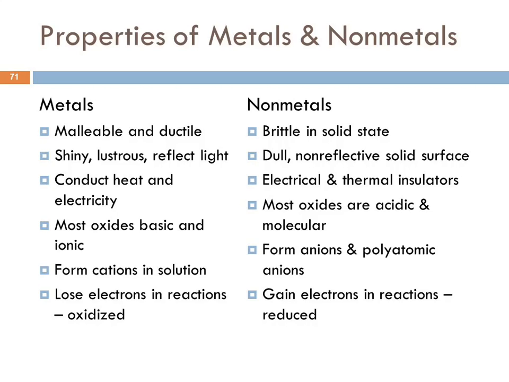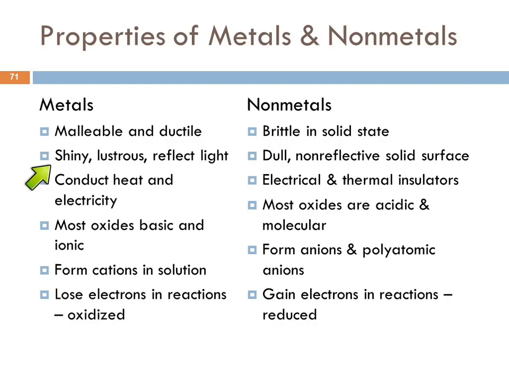If you take a piece of iron and pound on it with a hammer, you can flatten it out. Nonmetals don't do that. And ductile means it can be pulled into a wire. So nonmetals are going to be brittle in the solid state. Metals are not. When you drop a piece of metal, it might dent, but it's not going to shatter, right? Nonmetals are more likely to shatter.